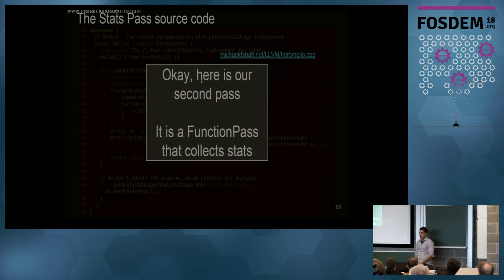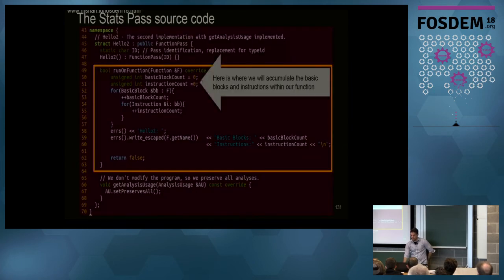So here's our second pass. Again, function pass is probably the right tool for this. And this is it. This is the code that does it. So again, within the run on function body, that's where our work's being done. I'm going to create two integers to keep track of the basic blocks and the instruction counts.